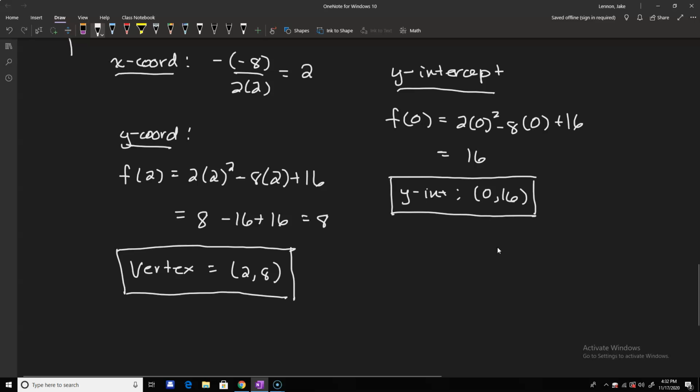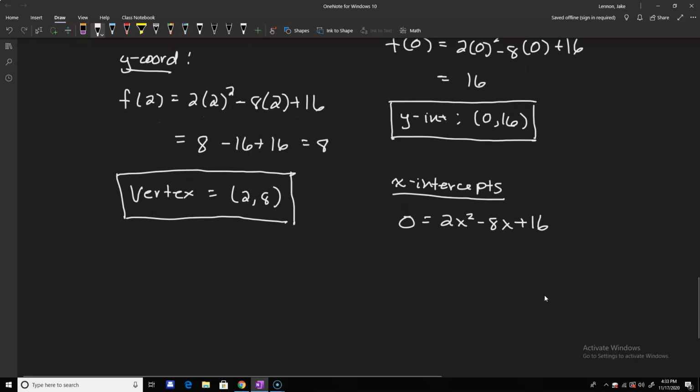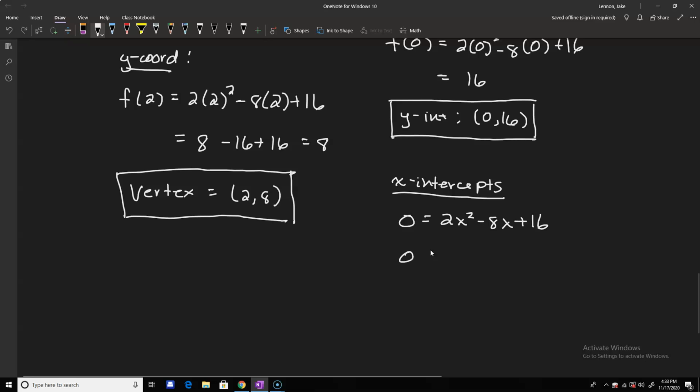And the x-intercepts, we would set f of x equal to 0 and solve. So for the x-intercepts, remember the possibilities, there could be 1, none, or 2 for a quadratic function. So for the x-intercepts, we have 0 equals 2 times x squared minus 8x plus 16. To make solving this a little bit easier, you can divide everything by 2. So if you divide both sides by 2, you end up with x squared minus 4x plus 8. So then this factors into x minus 2 times x minus 2.